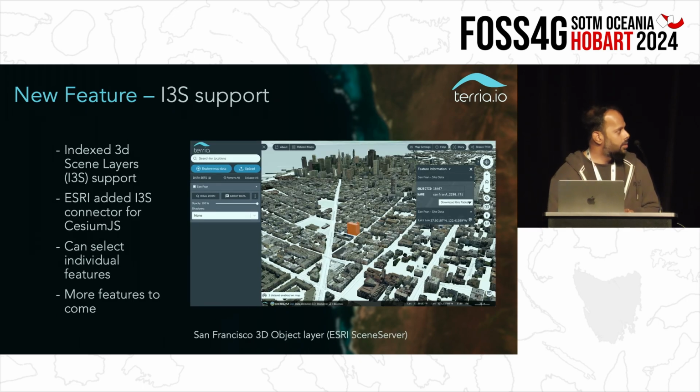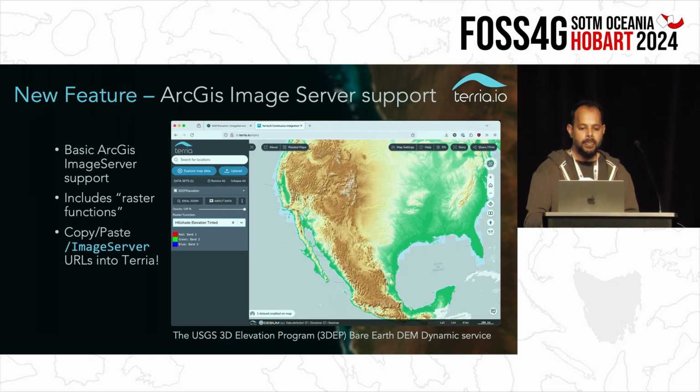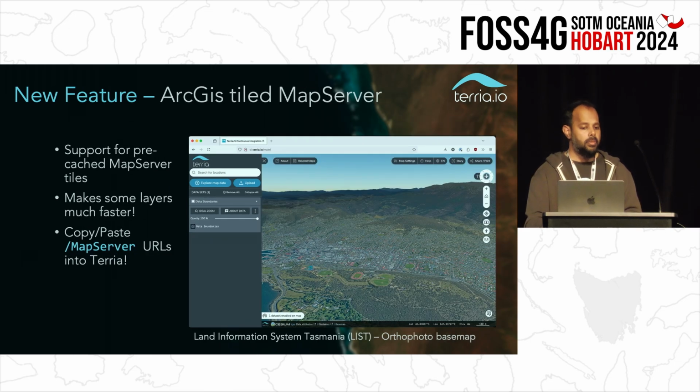This is another thing that's been integrated into Terria. If you have 3D data in a scene server, you can easily copy-paste the URL into Terria and explore it. Same with ArcGIS image server and ArcGIS tile map server.